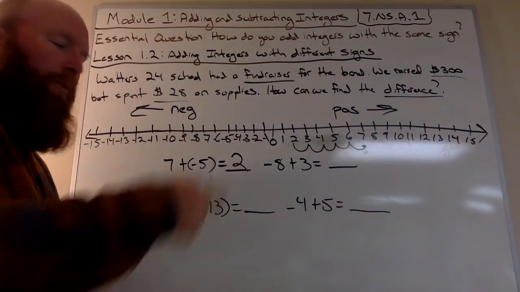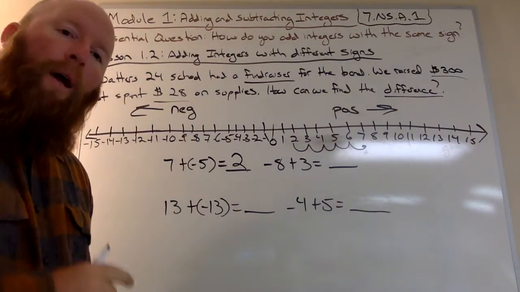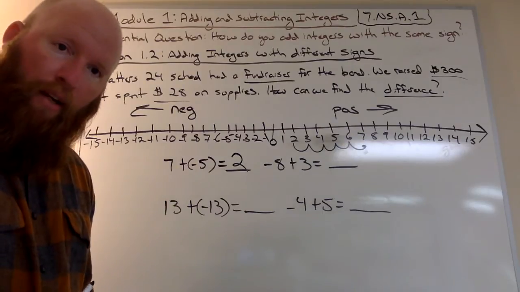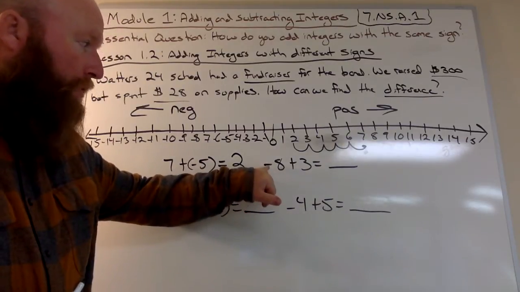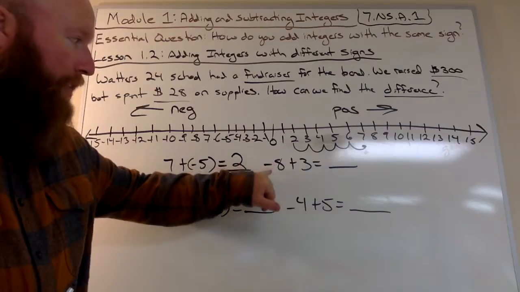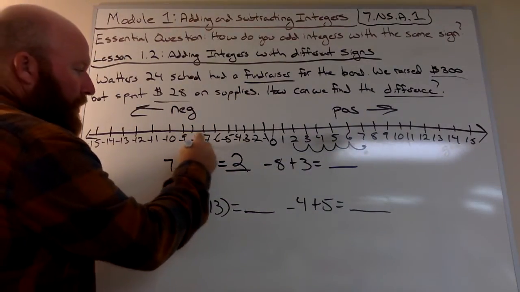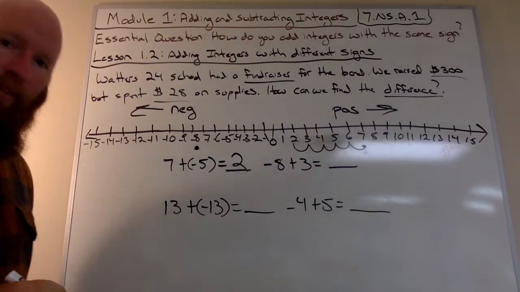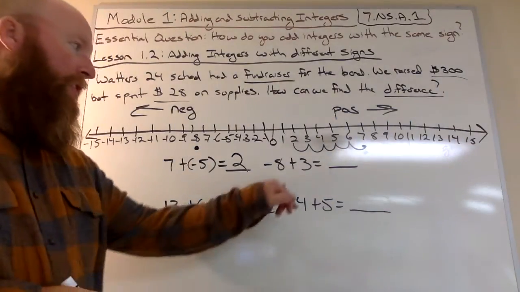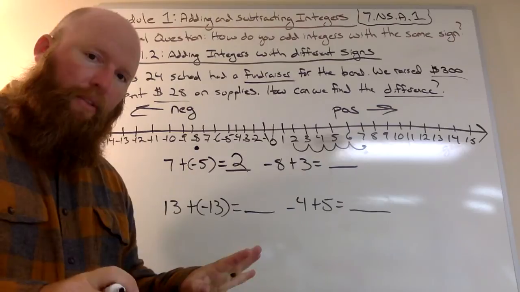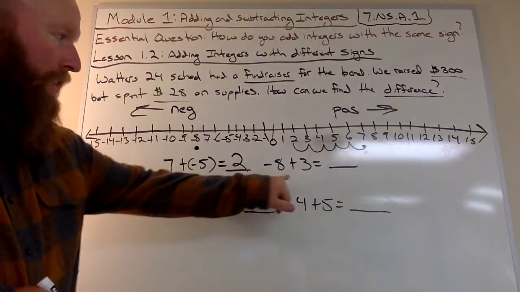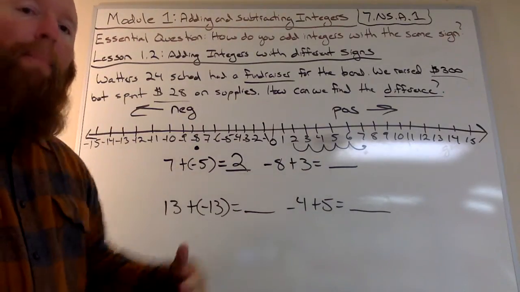-8 plus 3. Okay, so ask yourself, what number are you starting on? And you should all be saying to yourself, I'm starting on the number line at a -8. So I'm starting at a -8. Perfect. Then look at the operation. Operation is addition. Perfect. What are you adding to it? In this case, there are no parentheses, so that means it's a +3.